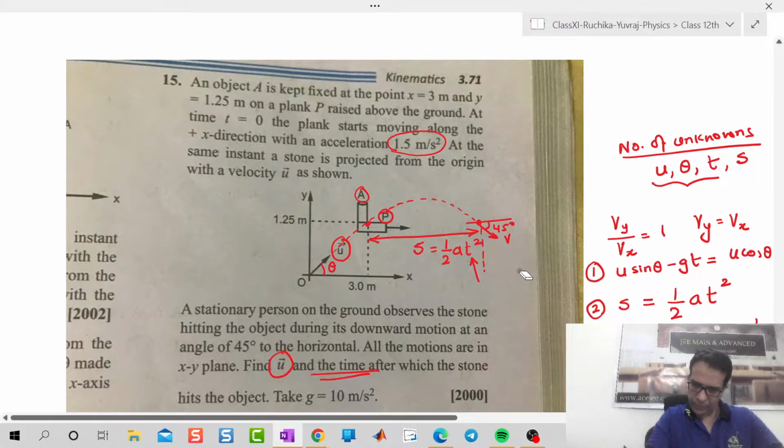Oh, okay, I got it. By the way, this is 1.25 meters, not 3 meters. The vertical distance is 1.25 meters. So 1.25 is equal to u sine theta t minus half g t square.